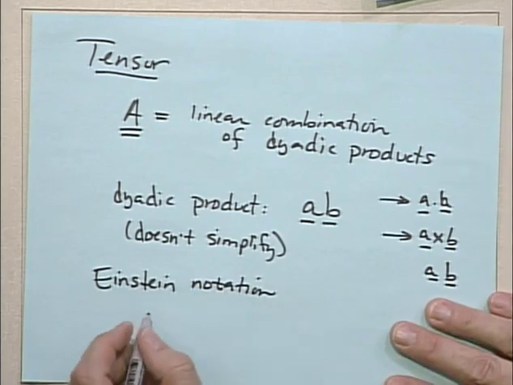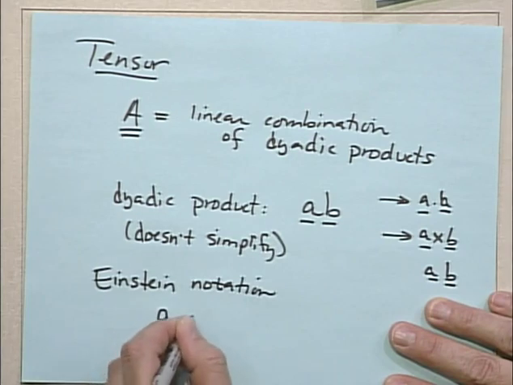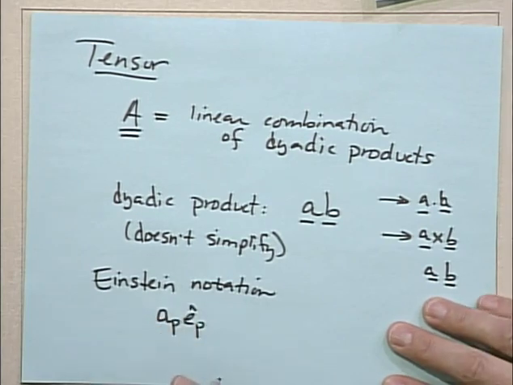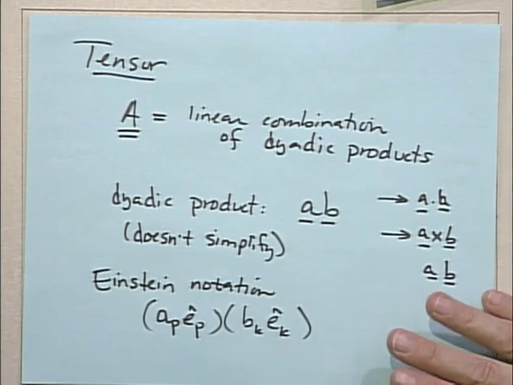In the same way that we have already, we can write A_p e_p, just picking random letters for the subscripts, and put them next to B_k e_k. And that's my dyadic product.